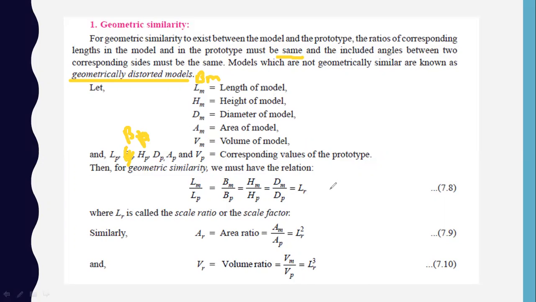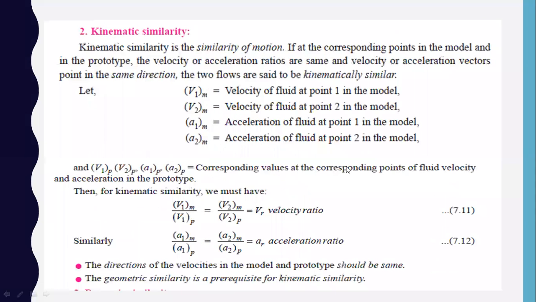So let us have the ratios LM by LP, BM by BP, HM by HP, equal to LR. LR is called the scale ratio or the scale factor. For example, if the model is 10 meters and my prototype is 20 meters, my scale ratio is 0.5. Likewise, the area ratio will be the square of our scale ratio, and the volume ratio will be the cube of our scale ratio.